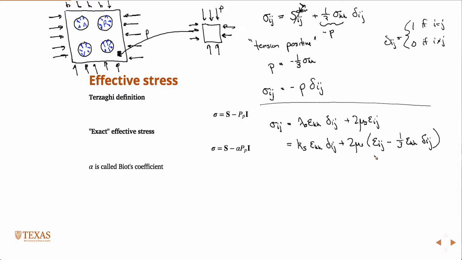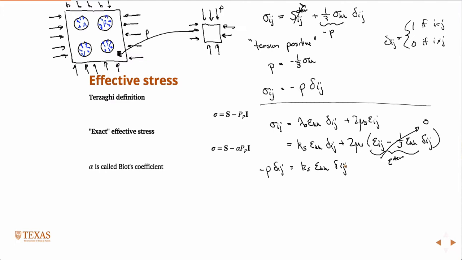This thing is the deviatoric strain, the part that has to do with shear. And in this case, with only normal stresses applied to it, it's zero. And so then if I plug in on the left-hand side, I have minus P delta ij is equal to Ks sigma kk delta ij.